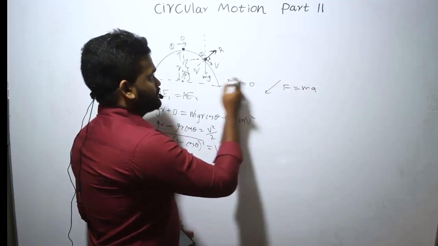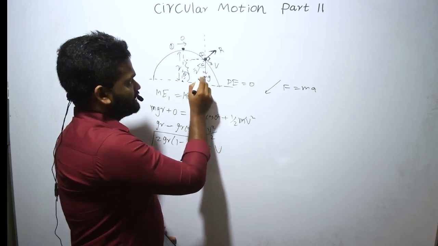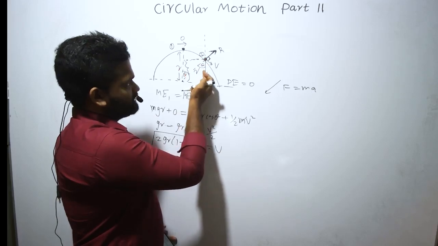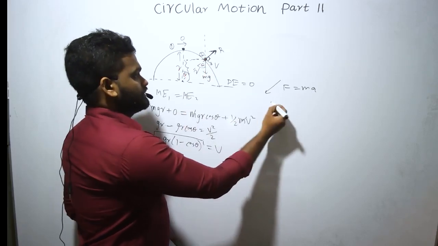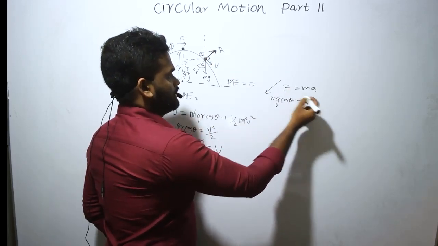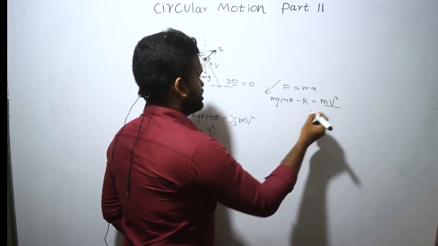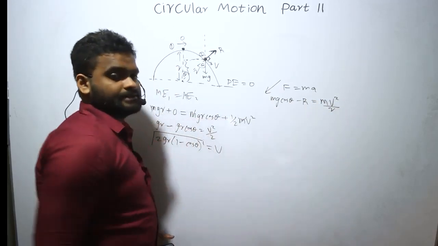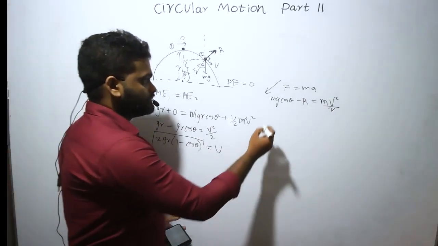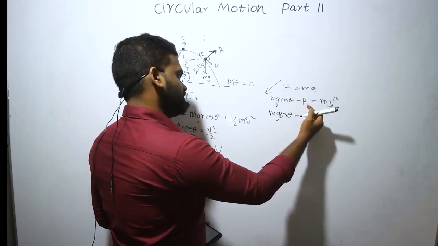F equals ma. So what are the forces towards the center? This is theta and this also should be theta. Then you get mg cos theta towards it. Not mg, mg cos theta. Then minus r, it is to the other side. Minus r equals m v squared over, I took the radius as simple r. So what they're asking is capital R. So we have mg cos theta. I'll take this to the other side because they're asking about capital R.